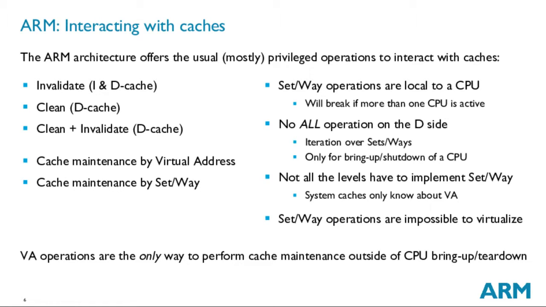So set/way operations are local to a CPU. So if you're in a coherent system with more than one CPU, if you start invalidating locally, well, tough, you lose. You're going to break the consistency across your several CPUs. That's really bad. We don't have an all operation on the D side. We have that on the I side, not on the D side. So the only way you can do an all operation, so clean all, invalidate all, is to iterate over set/ways. Again, you can only do that if you only have one CPU running.